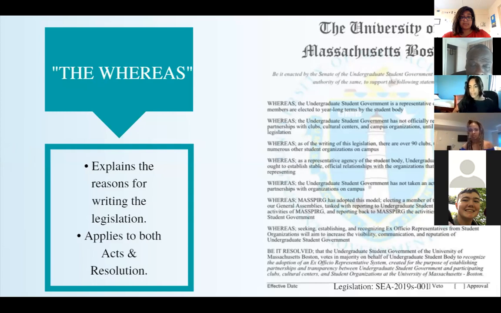So here we have an example of legislation that was written in 2019. We have the labels right at the bottom, and you see how this senator wrote all of the whereas, or all of the reasons why this legislation should be passed or should be put into consideration.